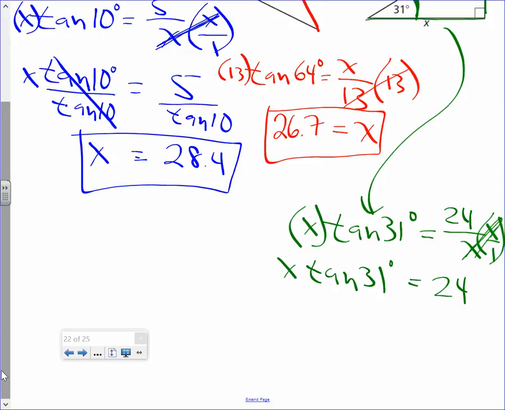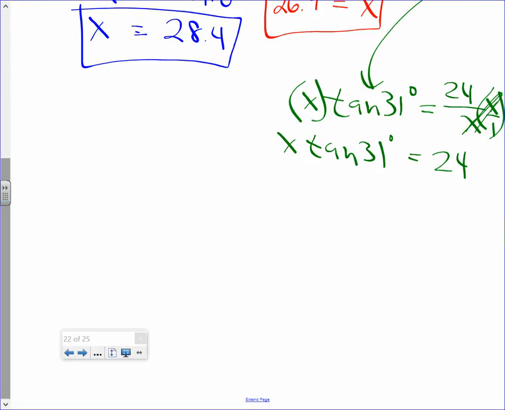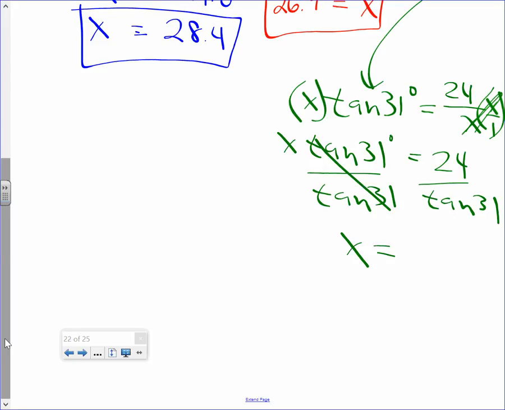Let's just get x by itself now. You start getting the hang of it. It's pretty easy. It's not that crazy. It just looks kind of funky because you have this tangent word. It looks scary, but it's not as scary as it looks. Let's get x alone, and we'll have x by itself. We'll divide both sides by the tangent of 31. So x is whatever that is on that calculator: 24 divided by tangent of 31.